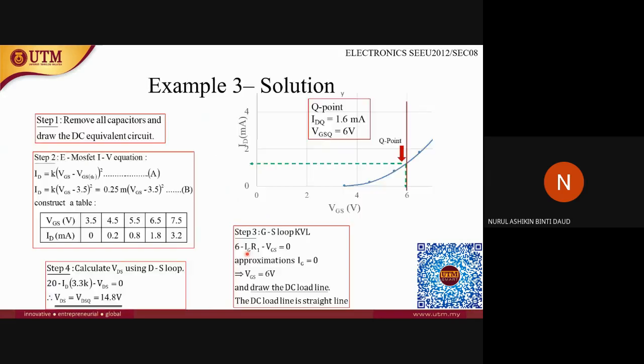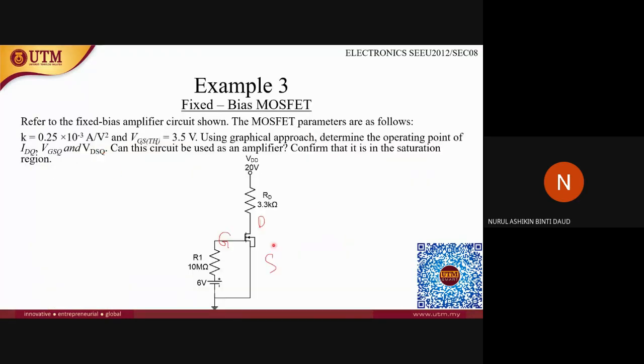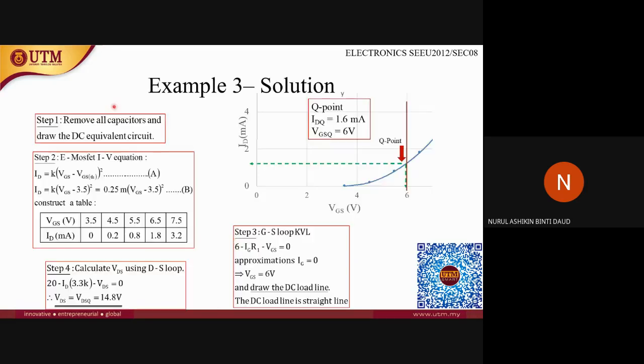So first of all, what you need to do to solve this is remove all capacitors and draw the DC equivalent circuit. Since there are no capacitors here, there is nothing to remove. But if there are, you need to remove all the capacitors and draw the DC equivalent circuit.